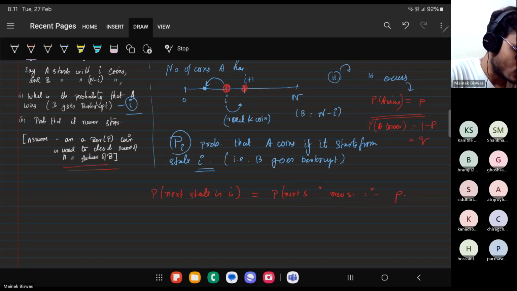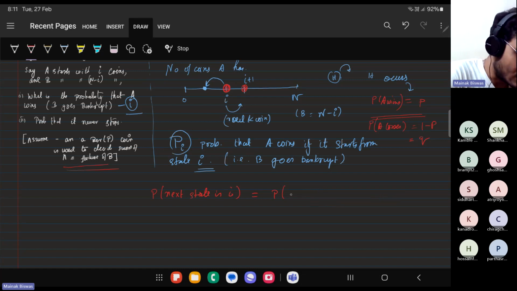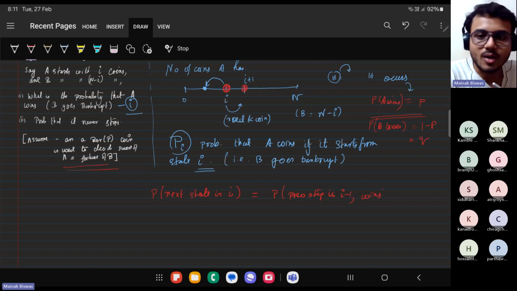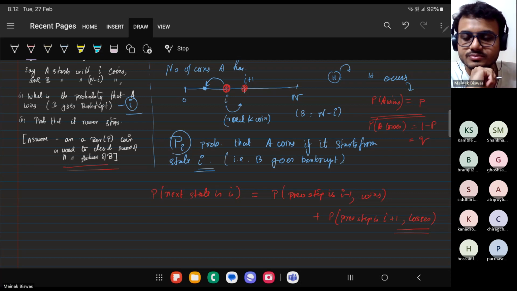So next, there are two things that I'm doing here. The probability that the previous step is i minus 1 and it wins is one probability, and the other one is the probability that the previous step is i plus 1 and it loses. And you agree that there is no other probability than these? Only these two conditions are possible?